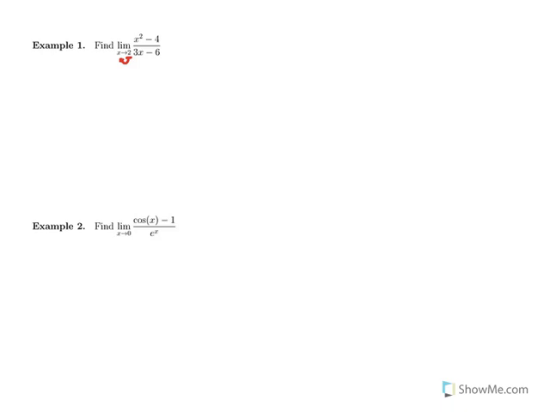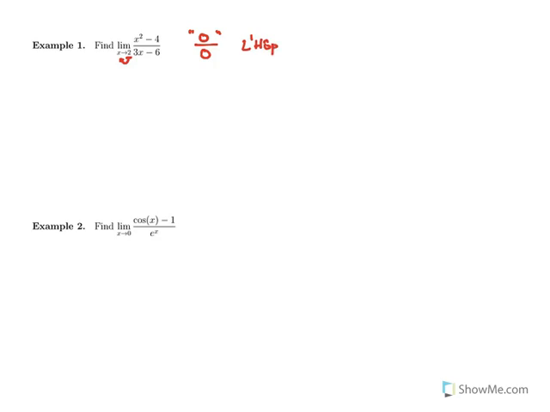So if we do this here, we get 2 squared minus 4, which is 0. 3 times 2 minus 6, which is 0. That is an indeterminate form, but it is one that we can use L'Hopital's rule on. So that's what we're going to do here.